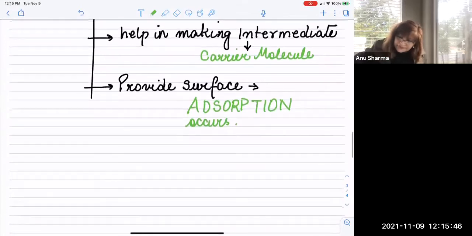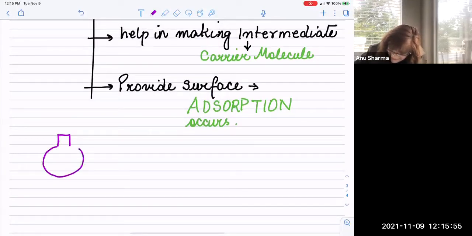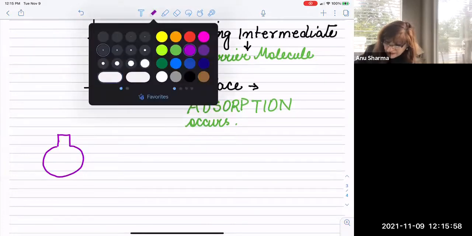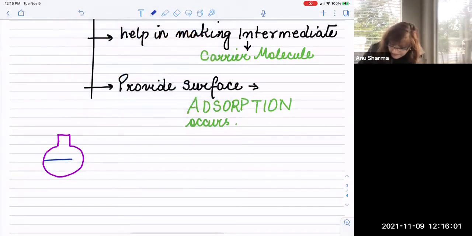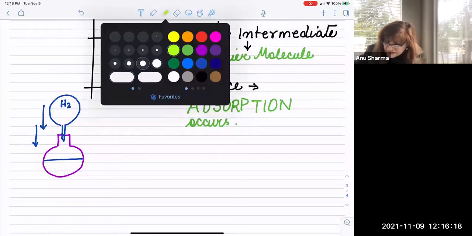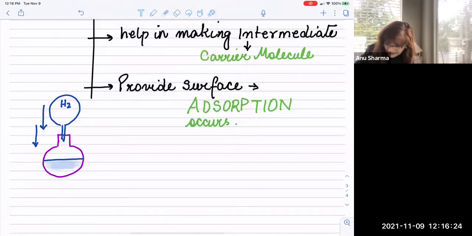Now, I'll show you this thing here. Let us say you have a reaction in which this is a flask, and in this flask you have a liquid, and here you have a bulb or a balloon of hydrogen gas going inside the flask or a container. The container contains some liquid, and the liquid is liquid, right? And gas is gas, so two different states.